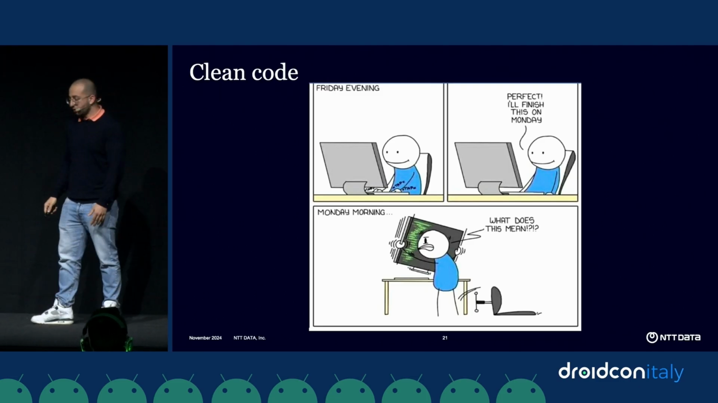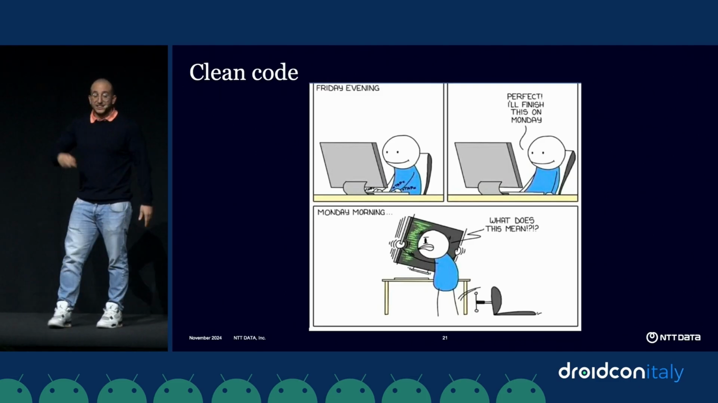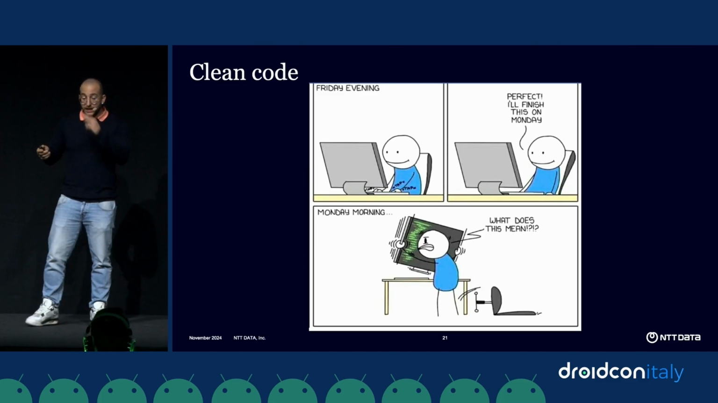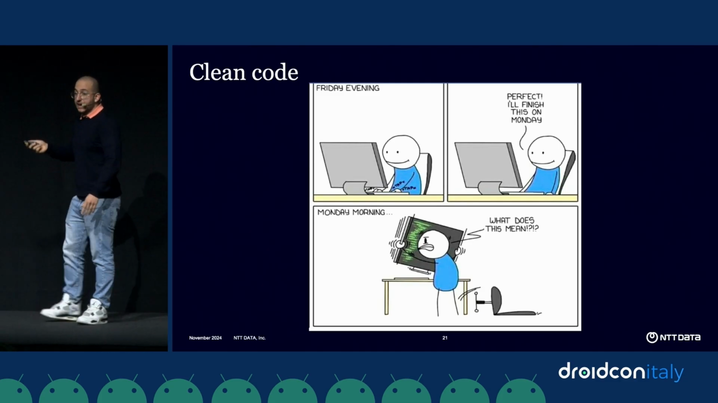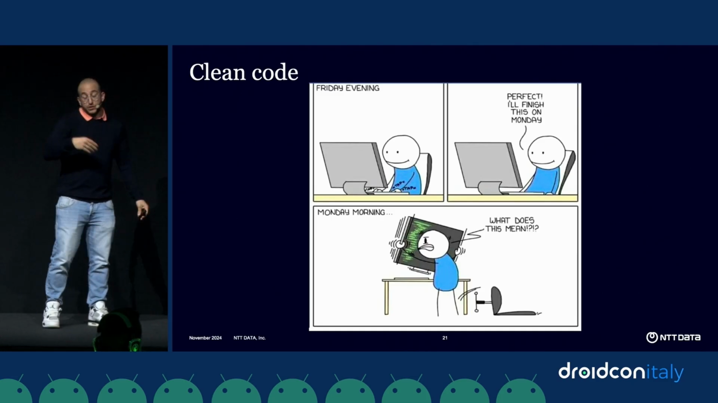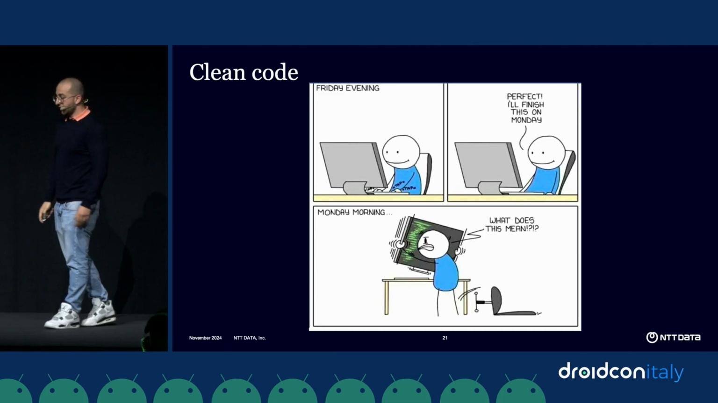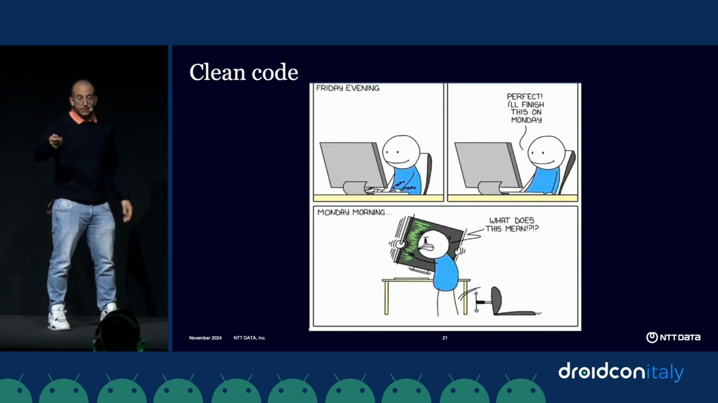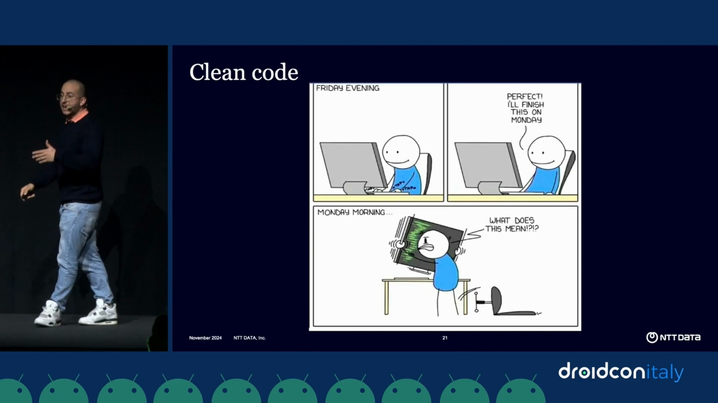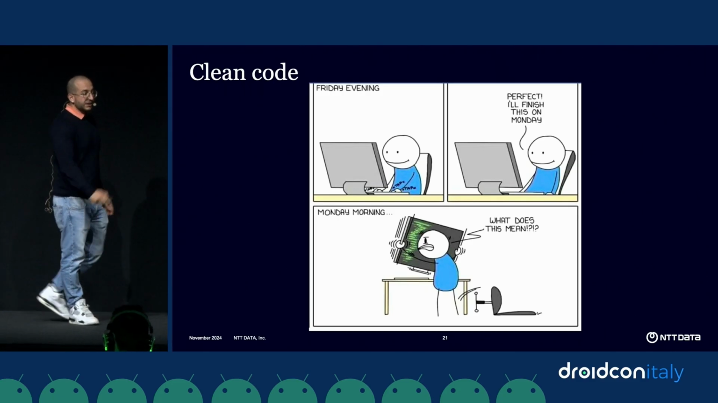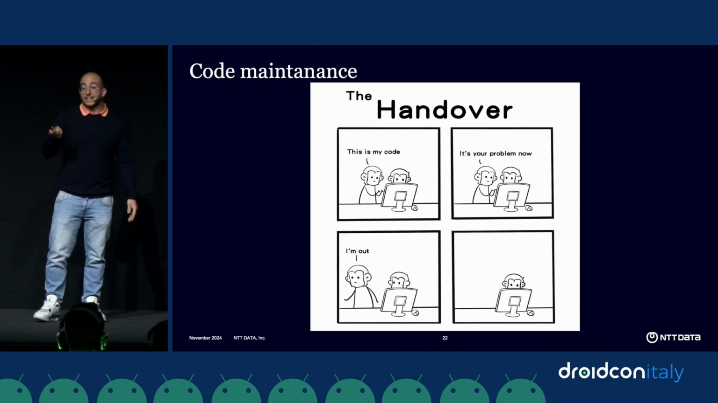Why is it not good? Because we have to check it again, understand it again, and someone else has to check it again. It's a waste of time, a waste of energy. Another problem of not clean code is that you can create bugs and code duplication. That is a problem for your app size, as we will see later. And another thing is the handover.